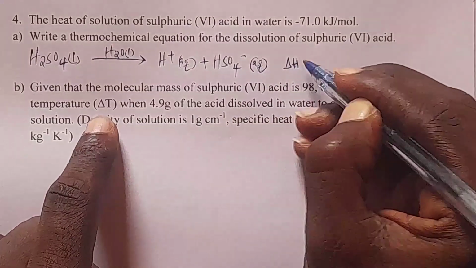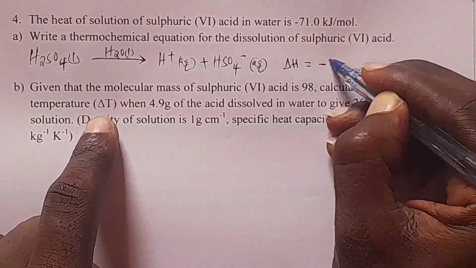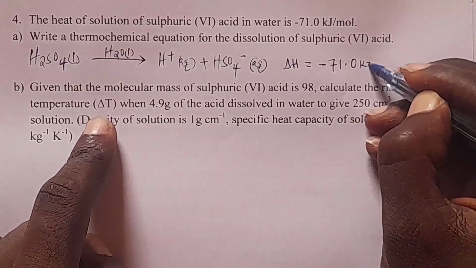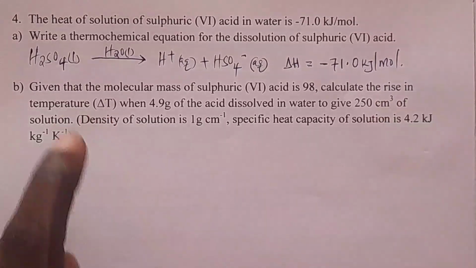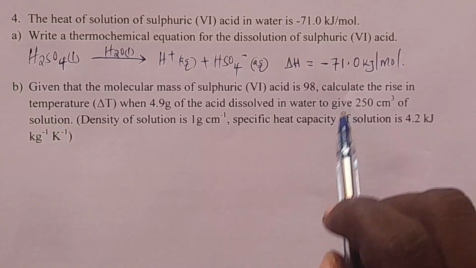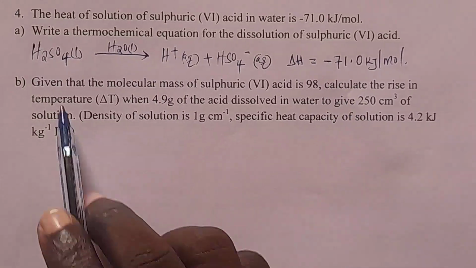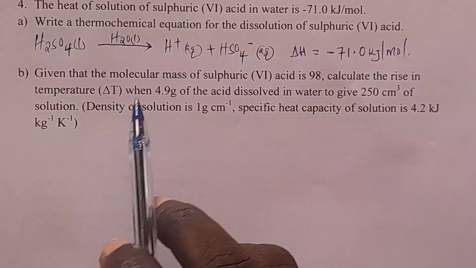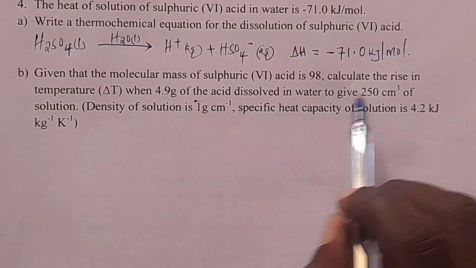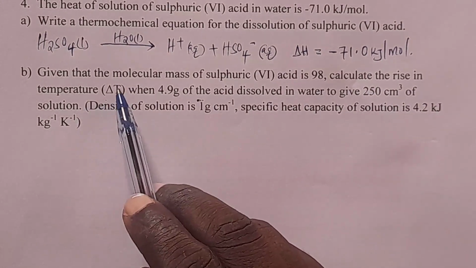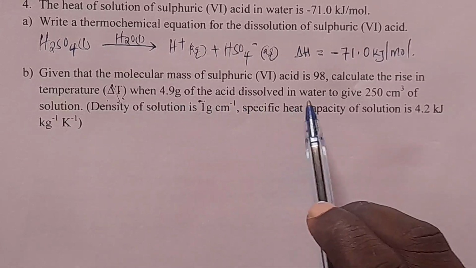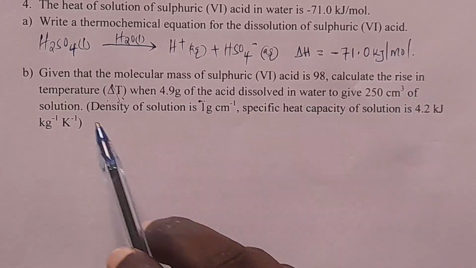And the enthalpy change for the solution of sulfuric acid is negative 71.0 kilojoules per mole. So what is a thermochemical equation? It is an equation that has an enthalpy change or a heat change. Given that the molecular mass of sulfuric acid is 98, we are told to calculate the rise in temperature, delta T, when 4.9 grams of the acid is dissolved in water to give 250 centimeter cube of solution.